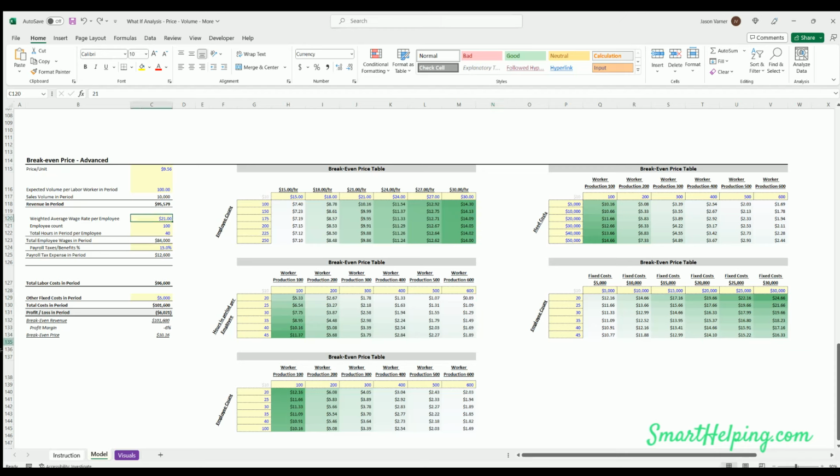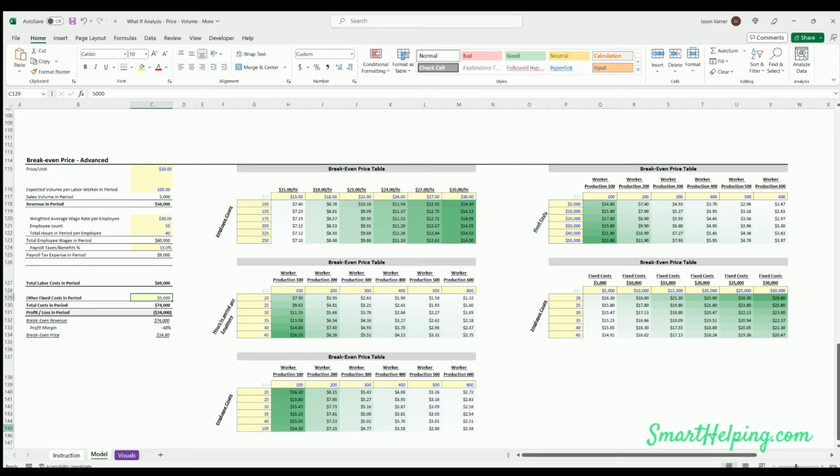So if we were to put wage rate up to 30, you see all these break-even prices are going to go up here. Employee count would also adjust that because it's not being isolated. Hours, this will not change anything because it's being isolated here, and this production is being isolated here, so that would not change anything. And then price per unit is what's being solved for, so that won't change anything in any of these tables.